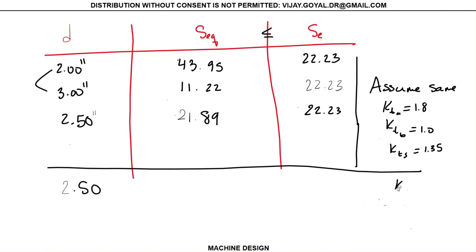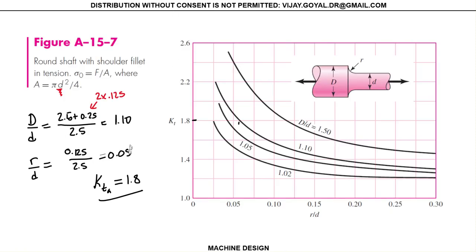let's find our new KTA. Okay, and KB we can take equal to 1 just because we are not using this, and find the new KTS. To do that, we go back to our charts. Okay, go into your charts. Know that your bigger D is actually your R plus D plus your R again. So it's 2.5 plus 2 times the radius, 0.25, divided by the small d, 2.5. So this value actually comes to 1.10.